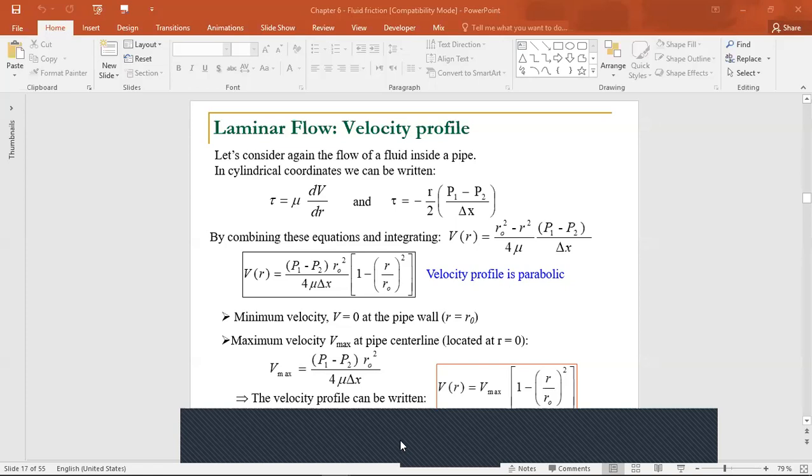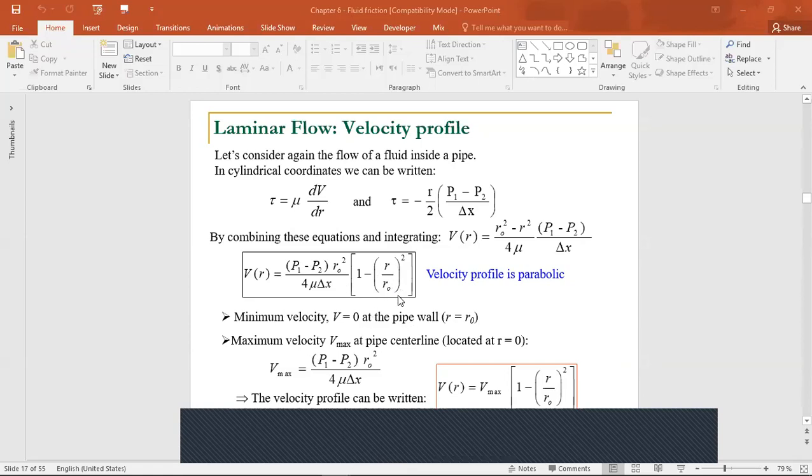طيب، المحاضره الماضيه احنا لازمنا بنحكي باللامينار فلو، وحكينا عن الفيلوسيتي بروفايل. اخر سلايد كان تطرقنا له، وقلنا في حالة اللامينار فلو الفيلوسيتي بروفايل هو عبارة عن بارابولا، which means the velocity is proportional to the square of the radius. And we also developed this relationship here, which shows the relationship between the velocity and the radius or the radial direction.